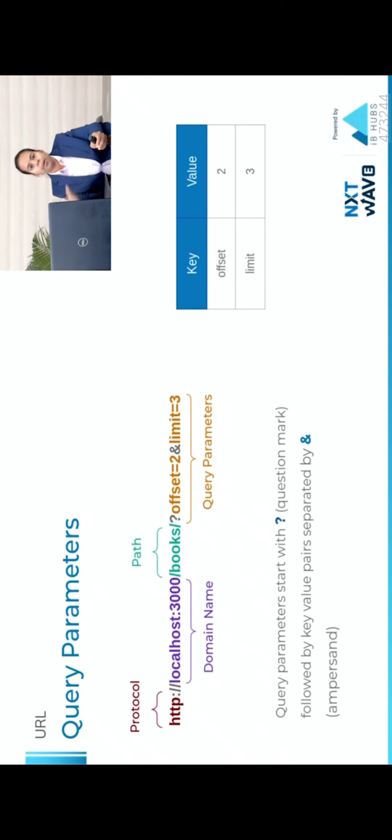In the URL, there are various parts. Firstly, we have the protocol, HTTP or HTTPS, and then the domain name, which is localhost:3000, and then we have the path. Then we have the question mark, and that's where the query parameters start. Here, the query parameters are in the form of key value pairs: offset 2, limit 3. Clear? So we understood about query parameters, right?